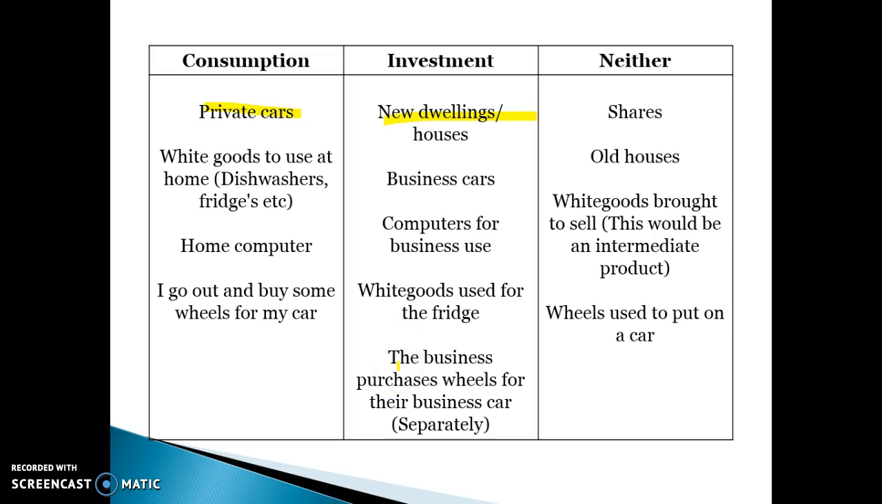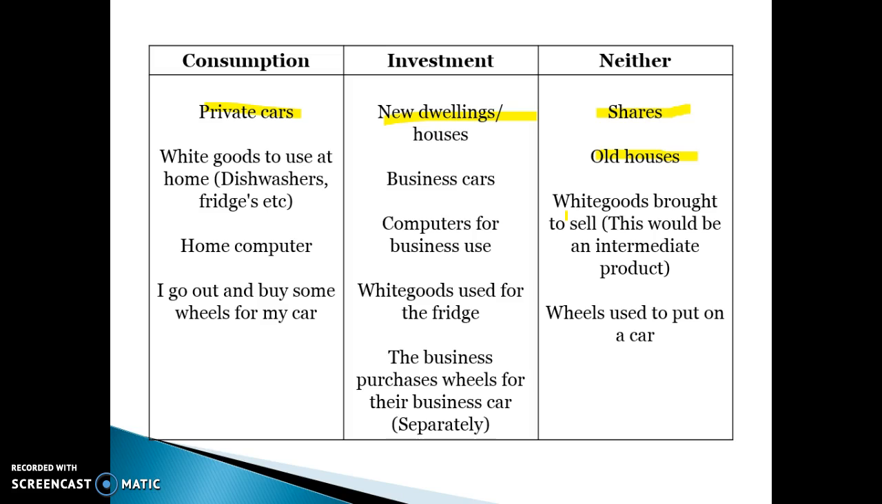If a business purchases wheels for their business car at a different time than they purchase the car, that would be included in investment expenditure as well. Investment expenditure doesn't include shares. It doesn't include old houses. It doesn't include white goods that, say, JB Hi-Fi would buy and then sell on to consumers.